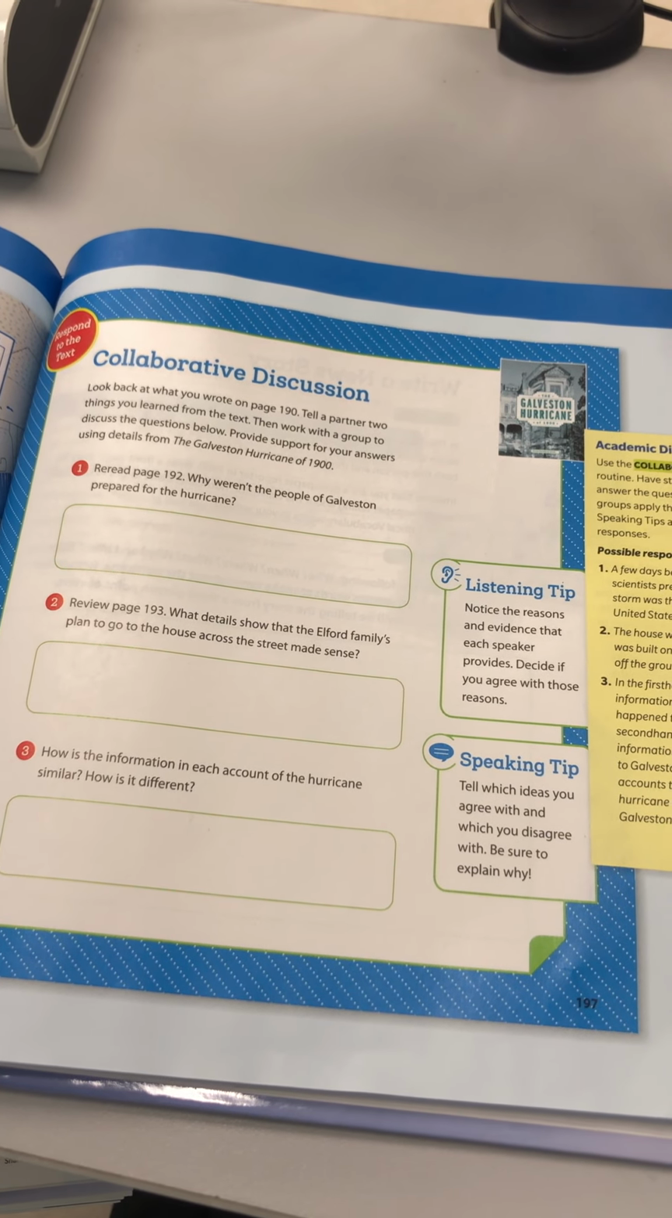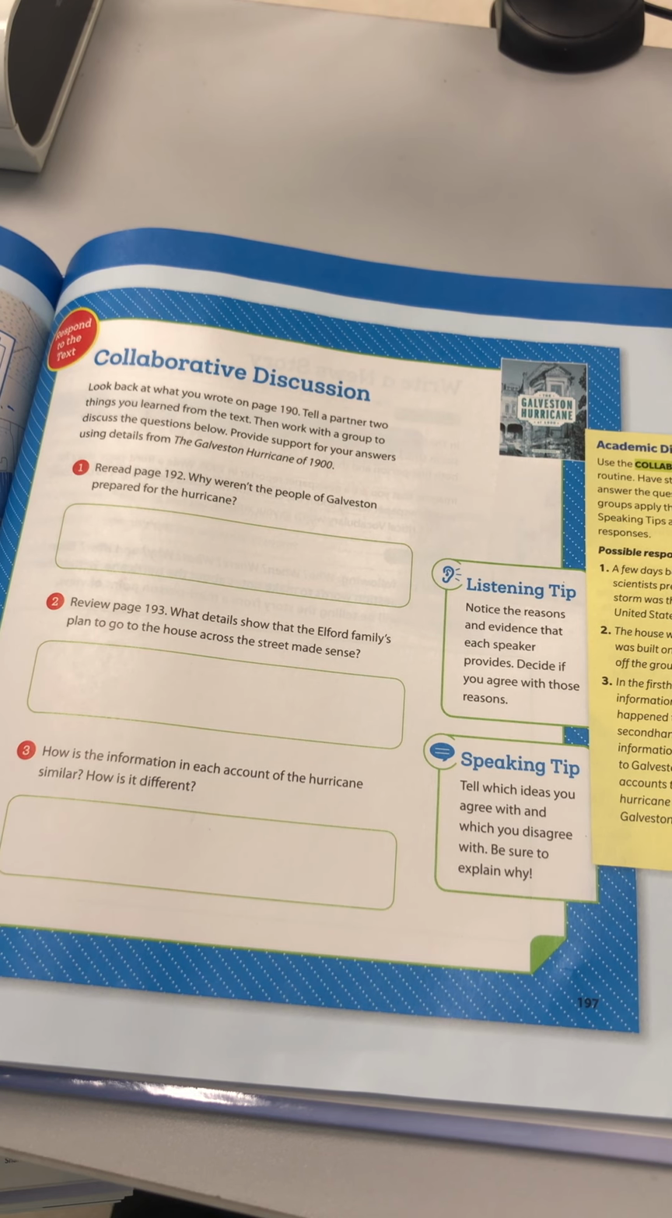All right, let's look at number two. It says, review page 193. What details show that Alfred's family's plan to go to the house across the street made sense? Let me read it again. It says, what details show that Alfred's family's plan to go to the house across the street made sense?